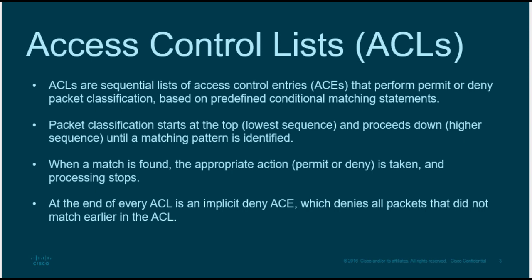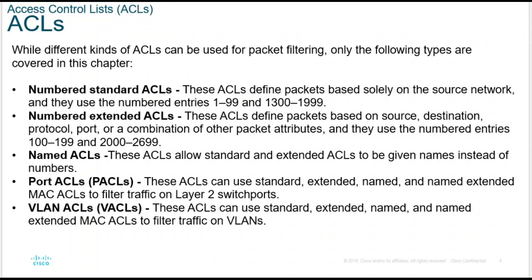At the end of every ACL is an implicit deny, which denies all packets that did not match earlier in the ACL. So there are many ways yang kita boleh implement access control lists. First, we have standard ACLs. The second is extended ACLs. These two, standard and extended, can be implemented either using numbers or names. Usually human beings understand more using names because it's more descriptive. So you can use named ACLs, but you can also use numbers.